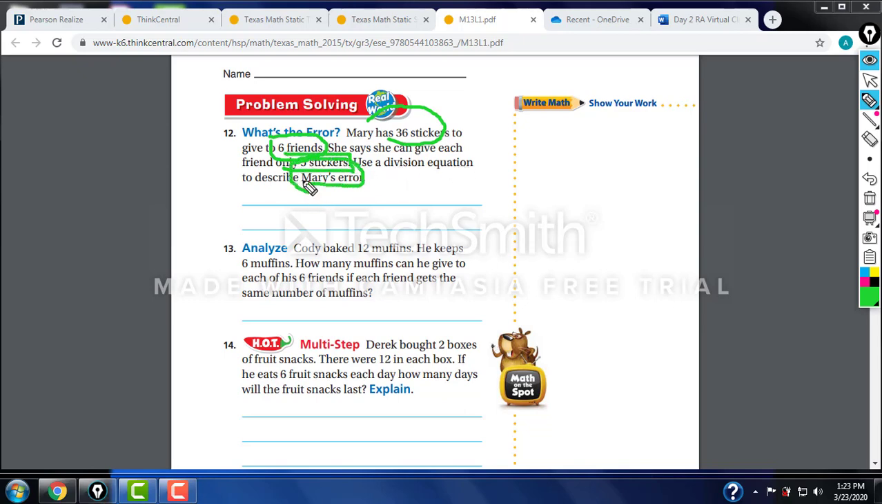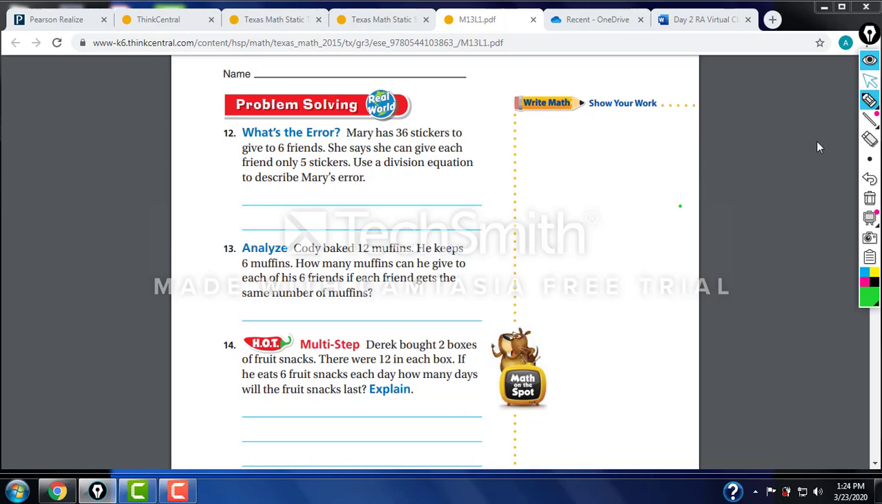So there's an error here. So let's set up that division equation. So she has 36, and she's going to divide them by 6, and we know that is 6. So what is the error here? Well, the error here is Mary cannot divide them into 5 stickers, because 36 divided by 6 equals 6. So the error there is that Mary gave each friend only 5 stickers, and we know that cannot be it, because if she has 36 and she has 6 friends, she can only give 6 to each friend to divide them equally. That should have been the answer to that one.